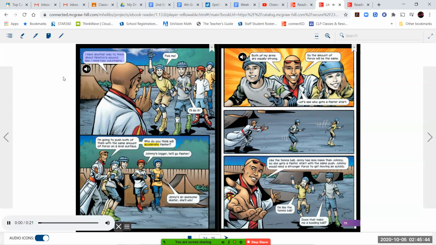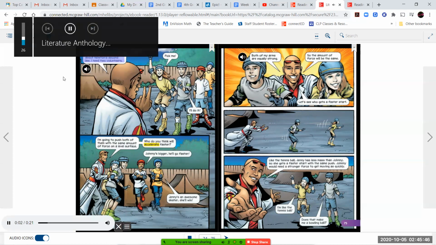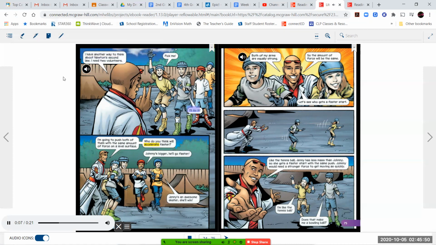I have another way to think about Newton's second law. I need 2 volunteers. Pick me. I'll do it. I'm going to push both of them with the same amount of force on a level surface. Who do you think will accelerate faster? Johnny's bigger. He'll go faster. Jenny's an awesome skater. She'll win.